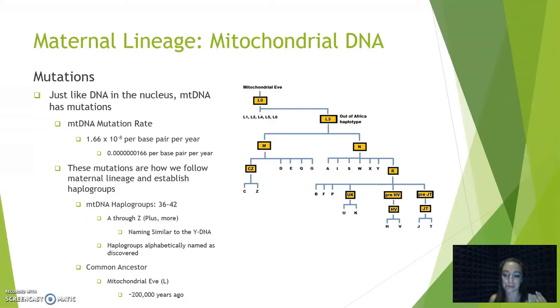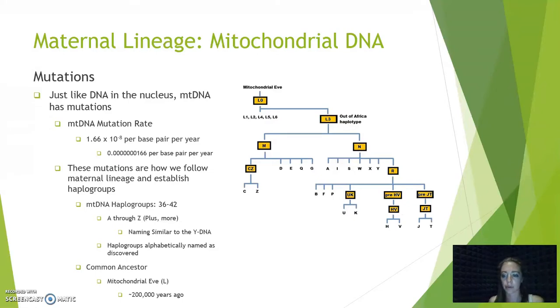Very similar to Y DNA, these mutations bring about different haplogroups, different subclades. Maternal haplogroups are 36 to 42, and this naming is very similar. The capital letter A, B, whatever, number, lowercase letter. The only thing that's a bit different is haplogroups for maternal were named as they were discovered, whereas Y DNA, you start off with A, B, C, and as they branch off, it's more of a pattern versus the maternal DNA.